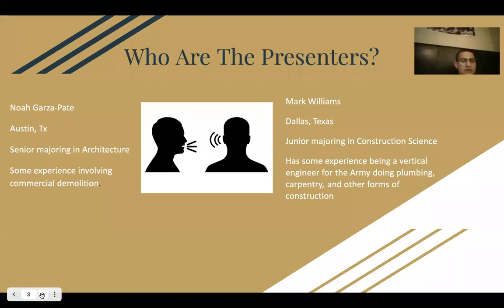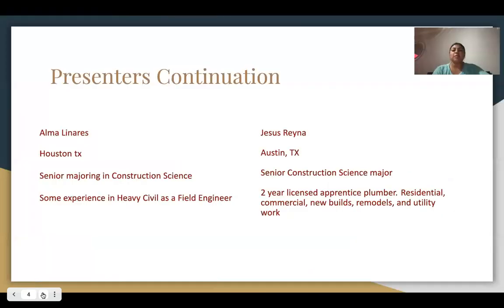My name is Noah Garza. I'm from Austin, Texas, and I'm a senior majoring in architecture. Mark? My name is Mark Williams, and I'm from Dallas, Texas. And right now I'm in the field with a slight allergy or cold, something. I don't know. I'm Alma Linares. I'm from Houston. I'm a senior in construction science, and I have some experience in heavy civil as a field engineer. Jesus isn't here today. He's at work.